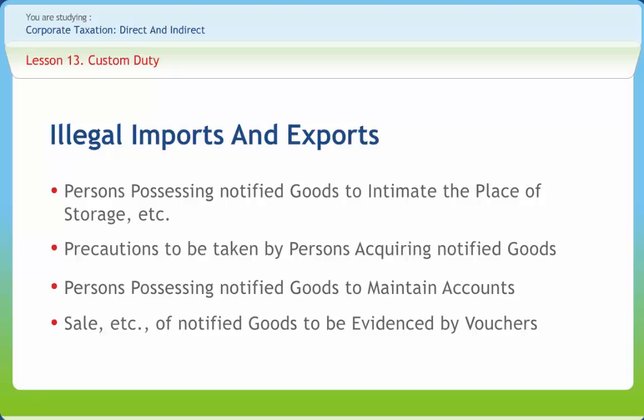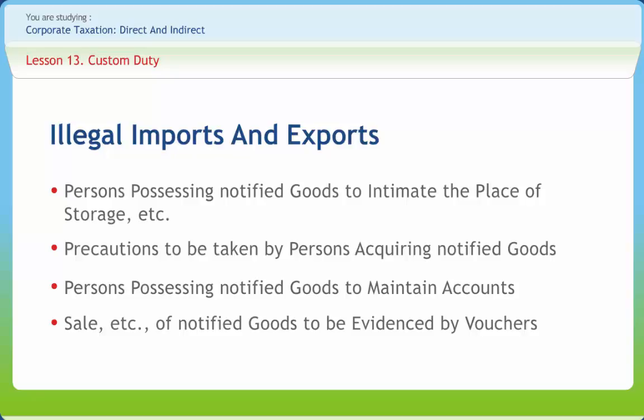No person shall, after the expiry of 7 days from the notified date, keep or store any notified goods at any place other than the intimated place. Where any notified goods have been sold or transferred, such goods shall not be taken from one place to another unless they are accompanied by the voucher referred to in Section 11F.